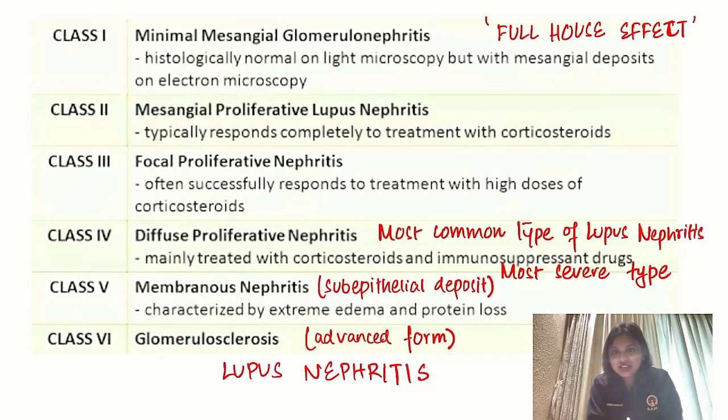So full house effect is found in SLE. It actually denotes the deposition of all the immunoglobulins and the complement levels. Have you understood?